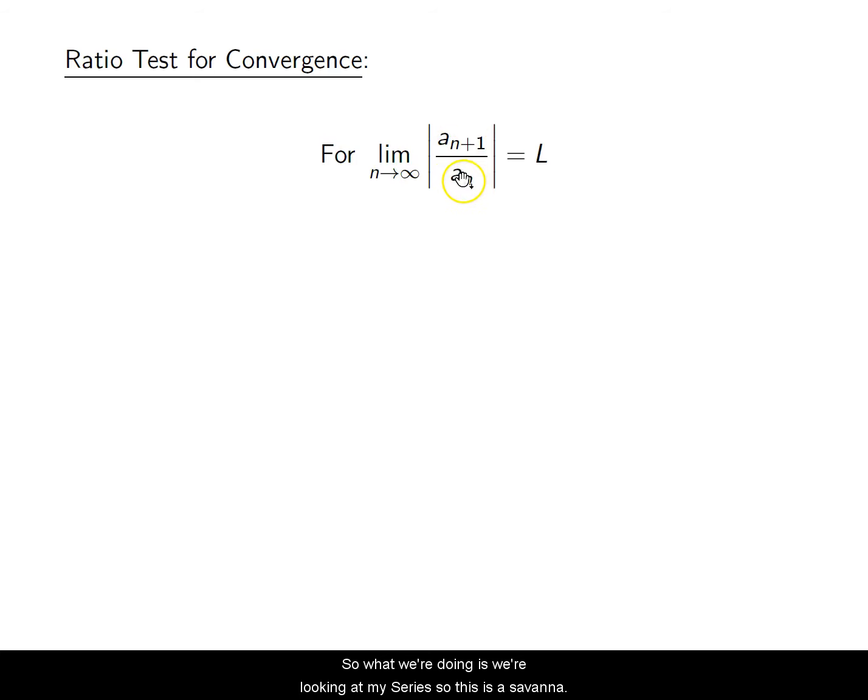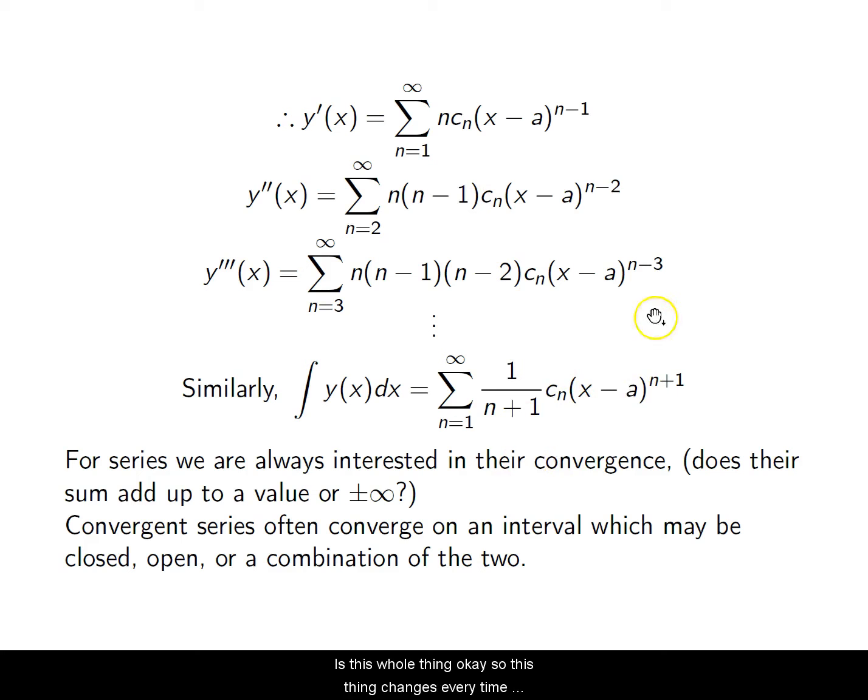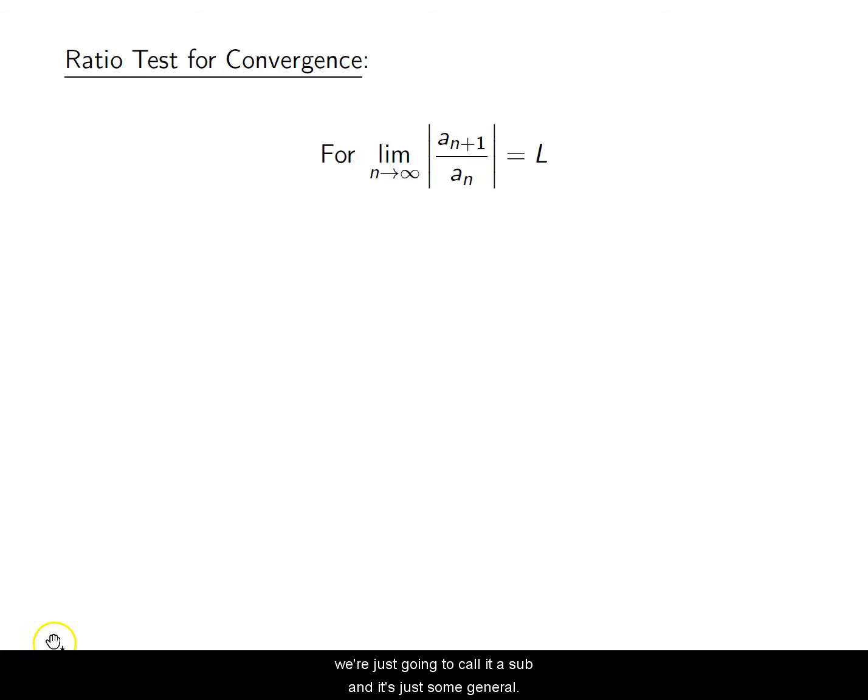So this a sub n is this whole thing. Okay. So this thing changes every time. The general term, it always changes. So for convenience, we're just going to call it a sub n. It's just some general term. So what we're looking at here is the absolute value of what happens when you go one more from your general term, a sub n plus 1, divided by your general term a sub n, and then taking the limit of that as n goes to infinity.